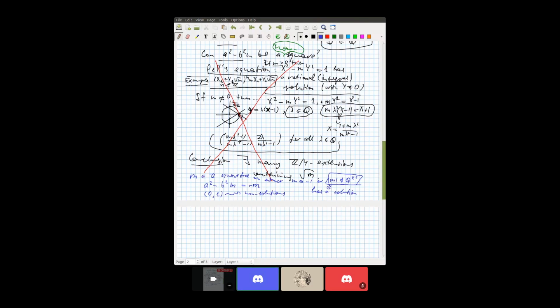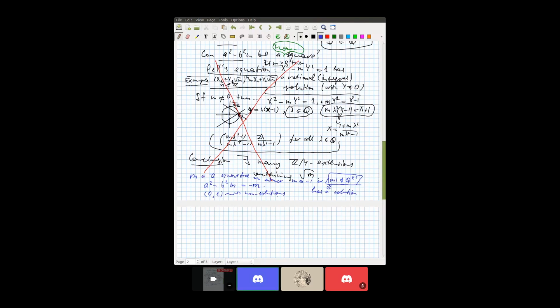Because if it is negative, then it is not a square. If it is positive, then it is not a square by this condition. So m is not a square, and minus m is not a square under this condition. And this equation has a solution, namely 0, 1. And then we draw the same picture and get a non-trivial solution, where both coordinates are non-zero.